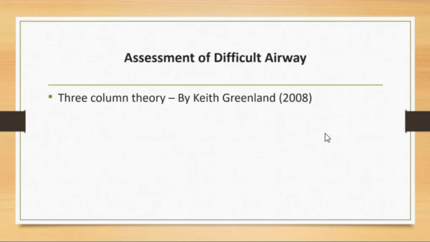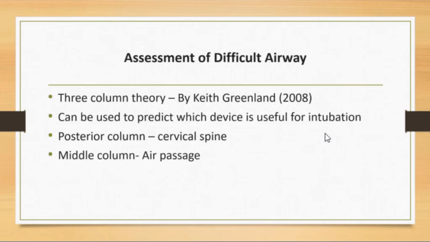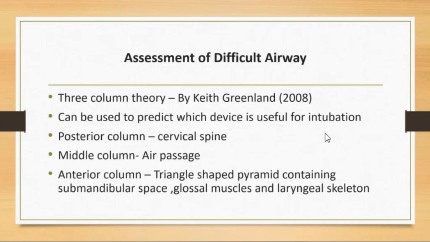Usually in most of the cases there is something called the three-column theory. This was introduced by Greenland, a New Zealander, in the year 2008. This helps not only to assess the airway, but also to choose the device which is useful for that particular difficult condition. As per him, there are three columns. One is the posterior column, which is your cervical spine, the middle column, which is the air passage, and the anterior column. The anterior column is a triangle-shaped pyramid which contains the submandibular space, glossal muscles, and the laryngeal skeleton.